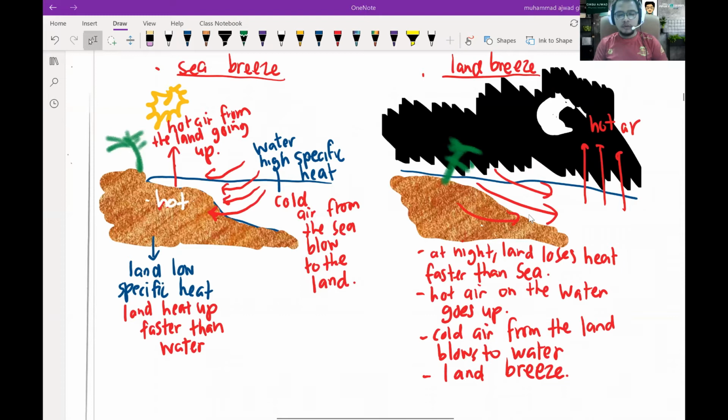Okay, thank you for those yang cuba. Siapa ada apa-apa lagi bahagian ni yang tak faham, yang tak clear? About land breeze and sea breeze.